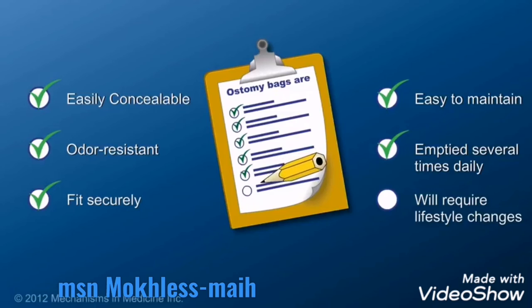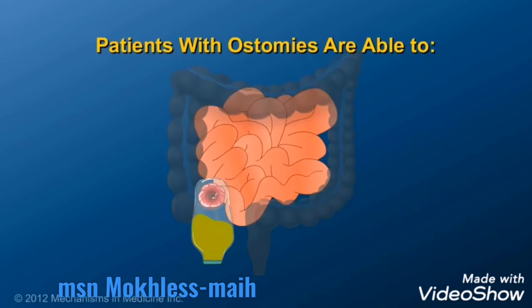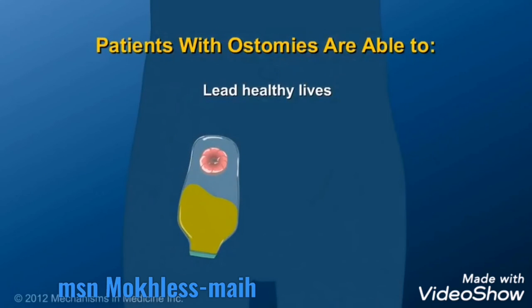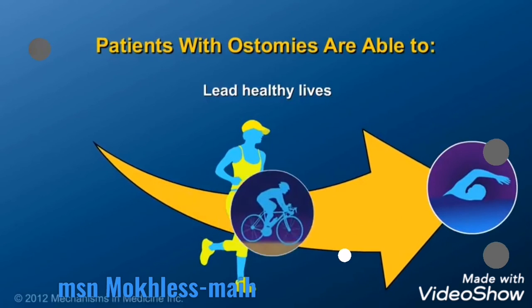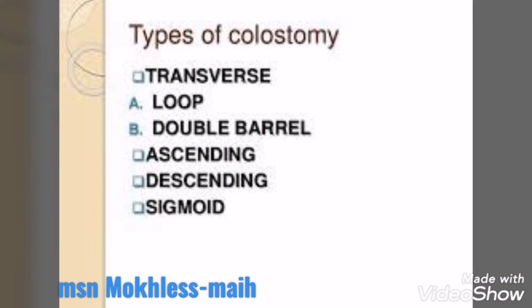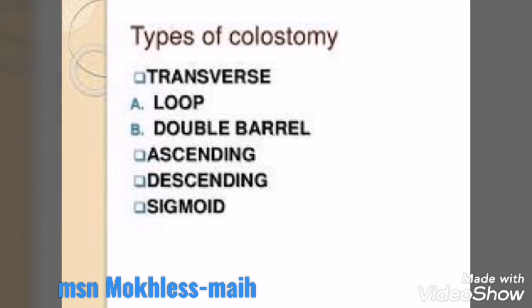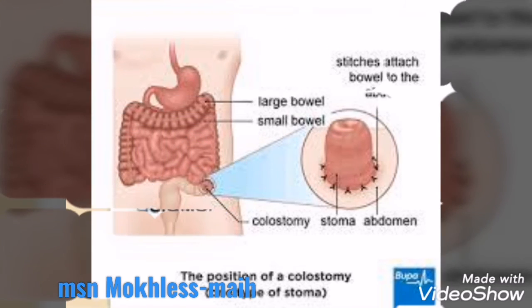Following surgery, the artificial path of waste moving through the abdominal stoma will require lifestyle changes by the patient. Patients with ostomies can live healthy lives. It is important to realize that patients are still able to swim, wear tight-fitting clothing, have intimate moments and marriage, and can live life without any problem.